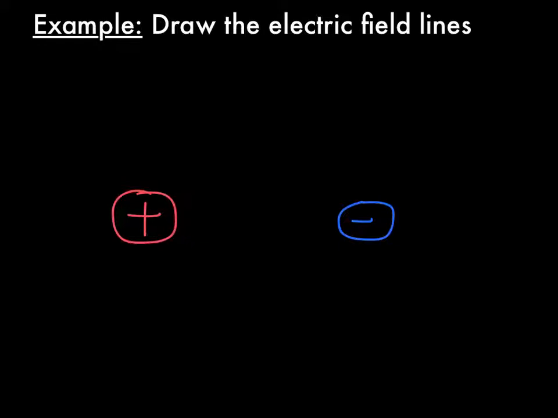Alright, so in this one, I'm going to call this minus 2Q. Again, you're going to go from positive to negative, and I want you to sketch what happens over here. Pause it, sketch it. Got it? Alright, let's see how we did.